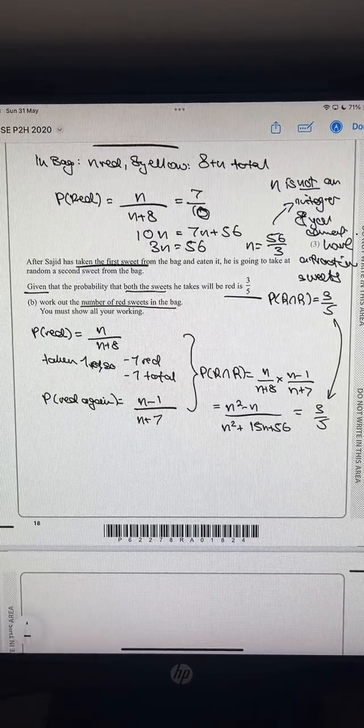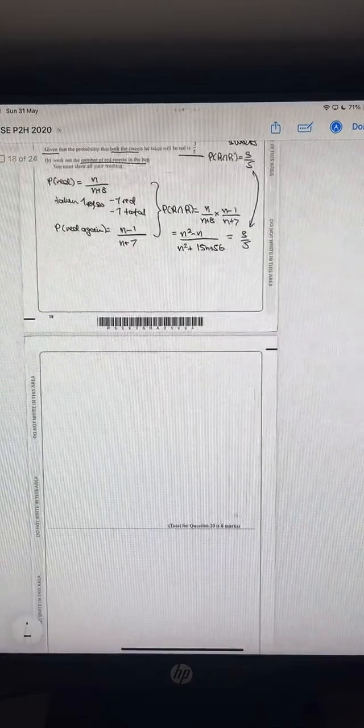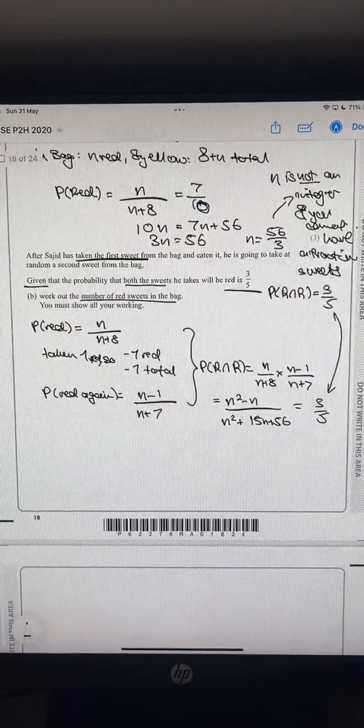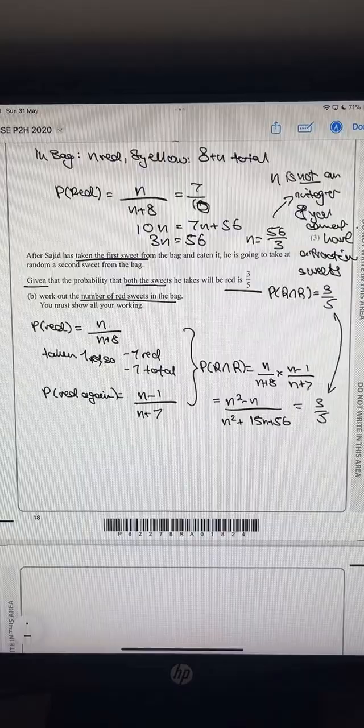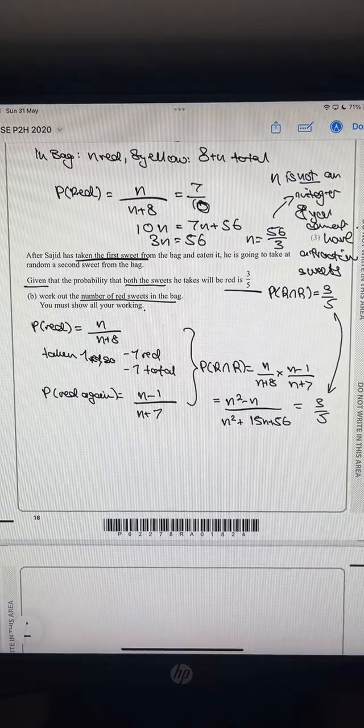When I was planning this, I kind of forgot that that was a fact. I went off on a bit of a tangent trying to figure out how to solve this. But they give you the fact, so it is possible. By the way, this question is worth 5 marks. This part B is quite a long one. So if I know this, what is my goal? Just go back to the goal again. Work out the number of red sweets in the bag. Well, I said red sweets was n, so I just need to solve for n.